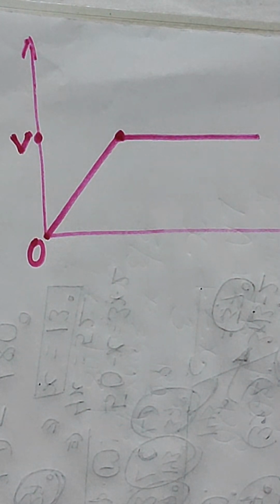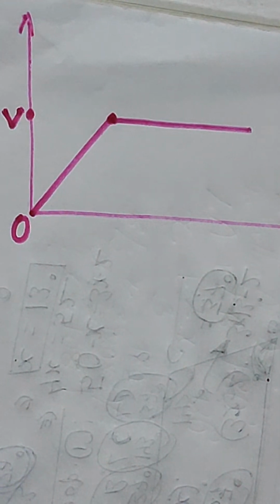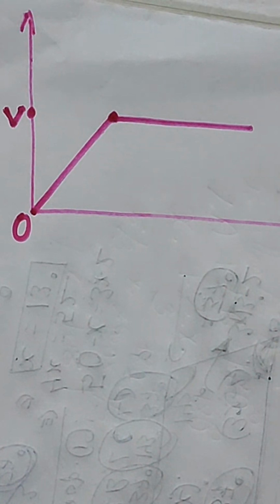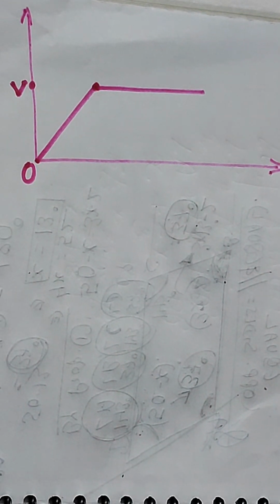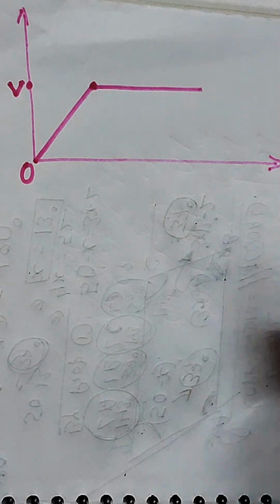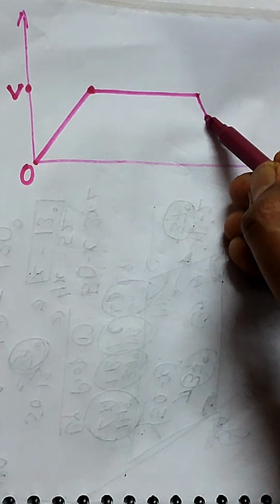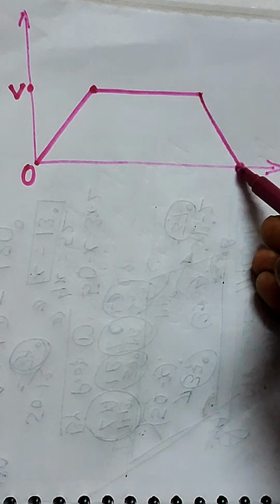It remains constant, and then what happens? It remains constant for an interval and finally decreases to 0 at a constant rate beta, and after that it decreases here like this, and then stops.